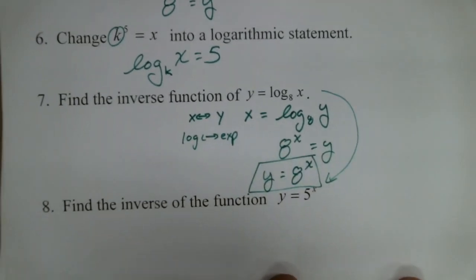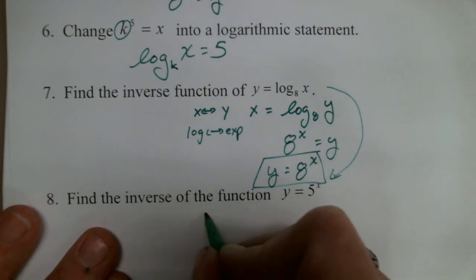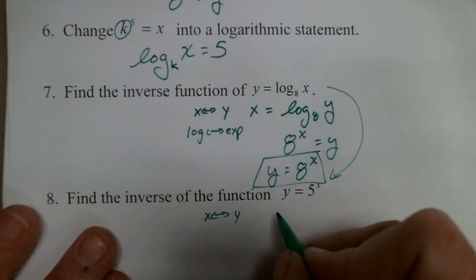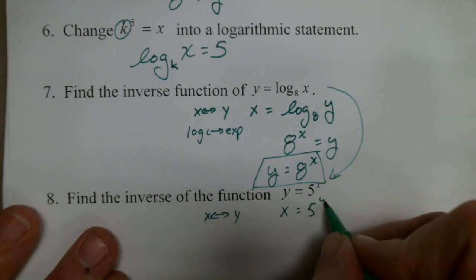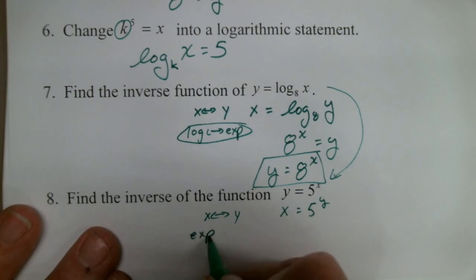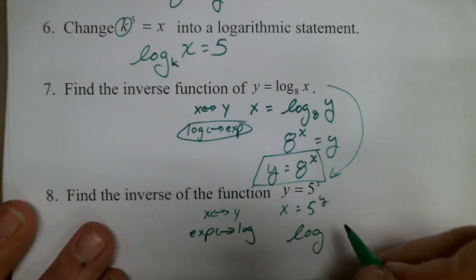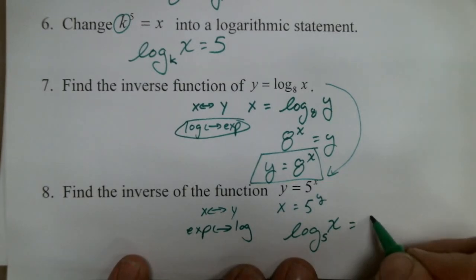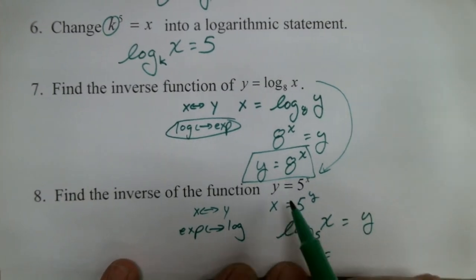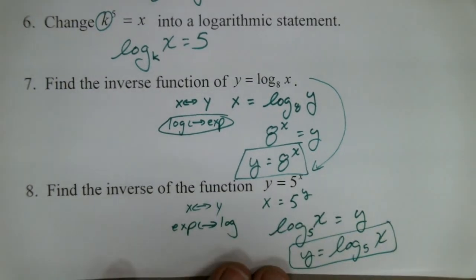All right, so number 8 is basically the inverse of number 7. We start with the exponential function. We need to find the inverse, so we switch x and y. So x equals 5 to the y power. It's in exponential form, so we have to change to log form. The base of the exponent is the base of the log. So log base 5 of x equals y. So the inverse of y equals 5 to the x is y equals log base 5 of x. You just like to put the y in front.